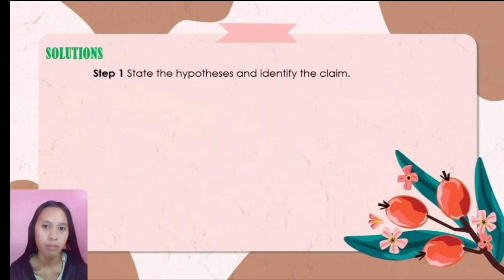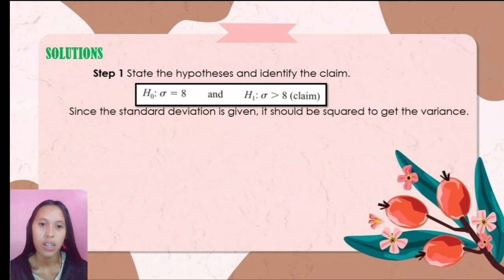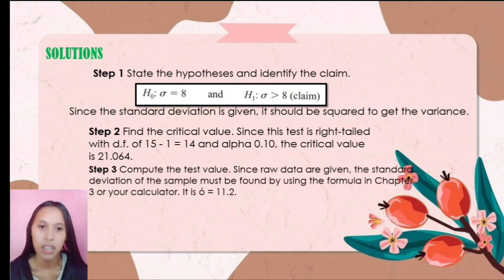From the problem given, in our step 1, let us state the hypothesis and identify the claim. Our standard deviation is equal to 8 and greater than 8, which is their claim. Since the standard deviation is given, it should be squared to get the variance. In our step 2, find the critical value. Since the test is right-tailed with degrees of freedom of 15 minus 1, which is 14, and alpha is 0.10, the critical value is 21.064. So let us compute the test value. Since raw data are given, the standard deviation of the sample must be found by using the formula in chapter 3 or from our calculator. So s is equal to 11.2.